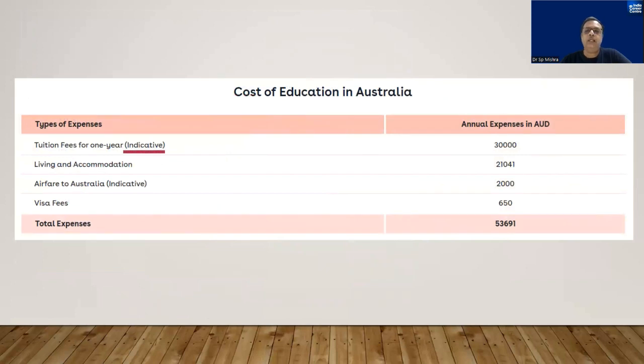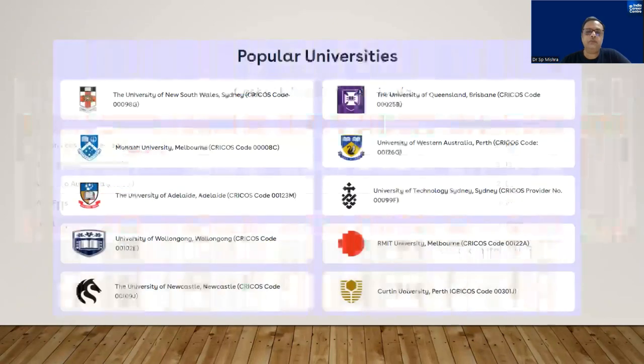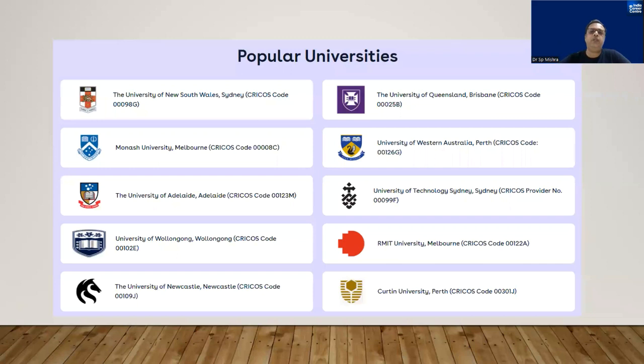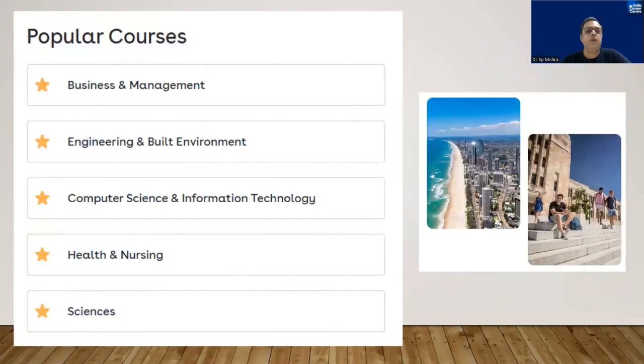So this is again an indicative cost. It can cost anything between 25 to 30 lakhs, even up to 35 lakhs also, depending on the course and the duration and so on and so forth. These are some of the popular universities where most of the Indian students are studying in Australia. Popular courses are business management, engineering, environment, computer science, health, nursing, and science.